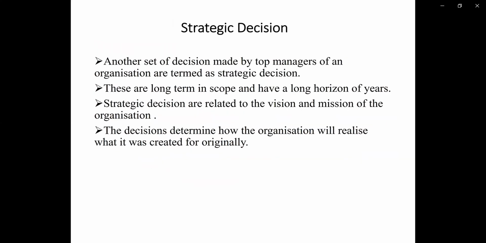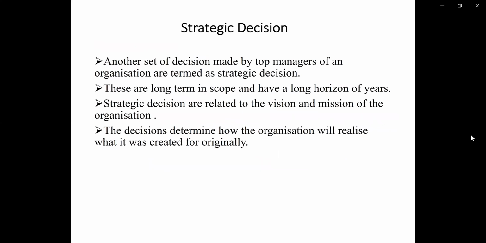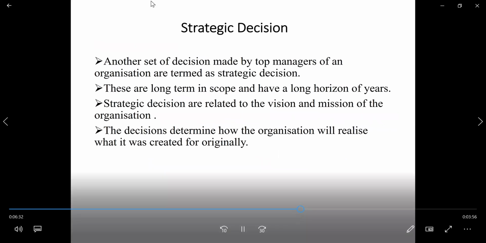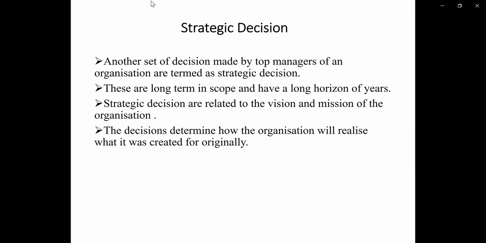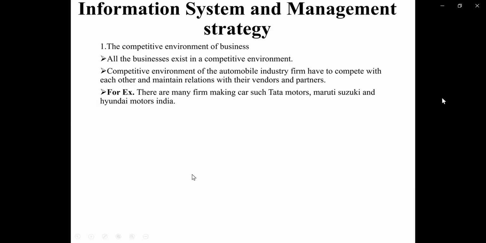Then there are different types of decisions: operational decisions, tactical decisions, and strategic decisions. Operational means the traveling salesman problem, control and planning. Strategic decisions are a set of decisions made by the top managers. These are long term in scope, with a horizon of years. Strategic decisions are related to the vision and the mission of the organization, so they determine how the organization will realize what it was originally created for.